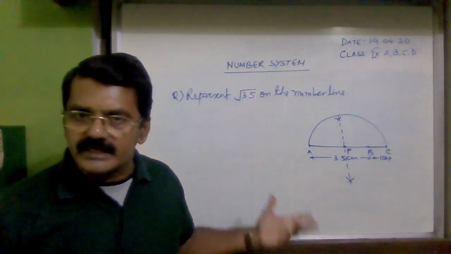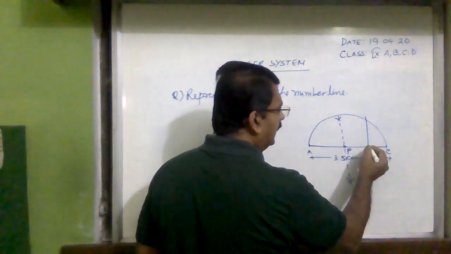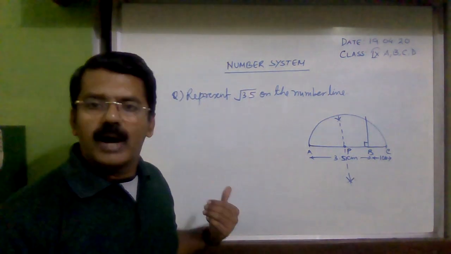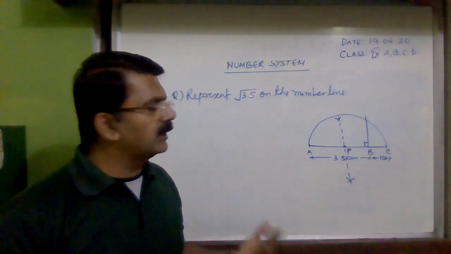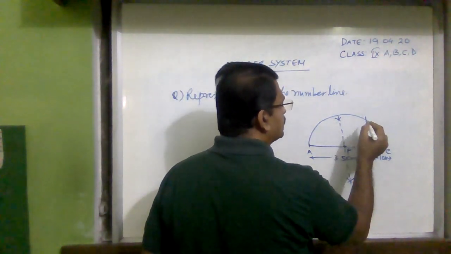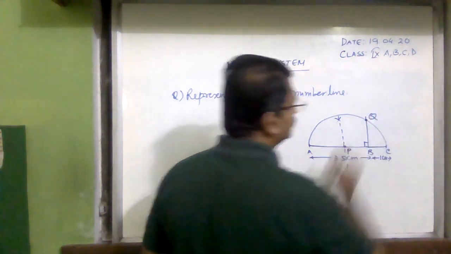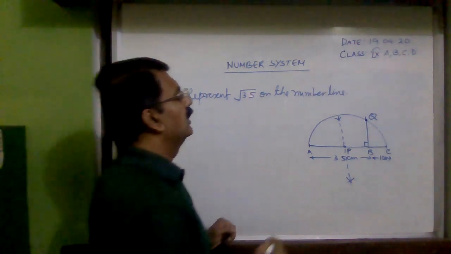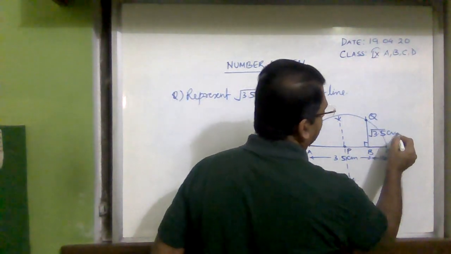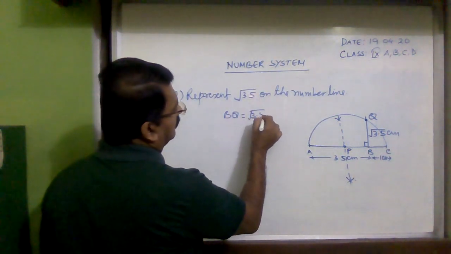Now, once you have drawn the semicircle, at point B, you have to draw a line perpendicular to AC. At point B, you have to draw a line perpendicular to AC and let that line cut the semicircle at point, say, Q. Then this BQ will be nothing but under root 3.5 centimeter. The length BQ will be equal to under root 3.5.